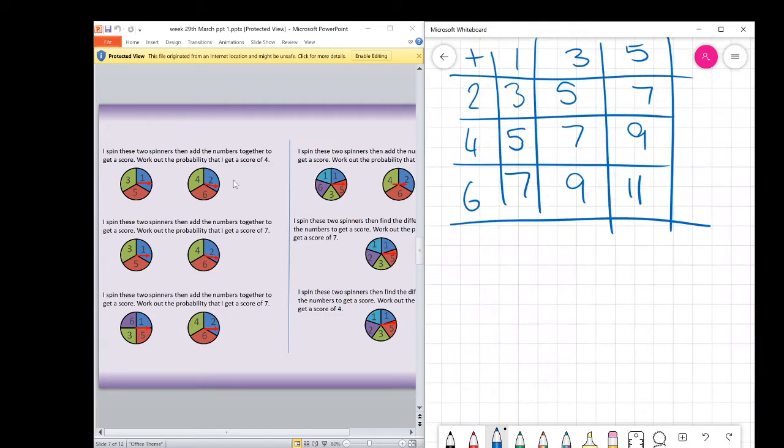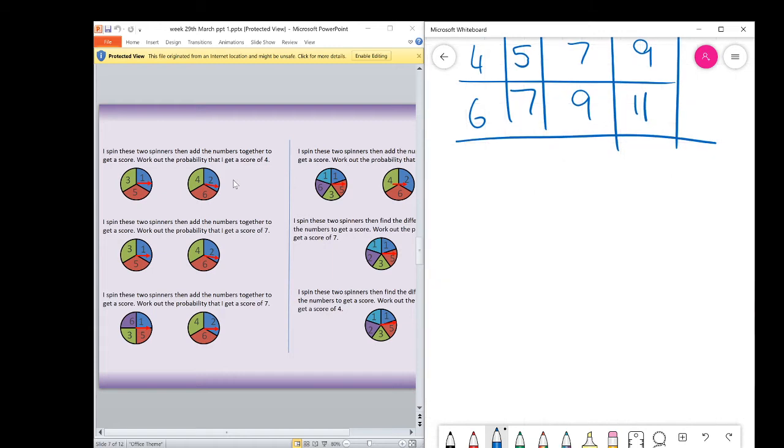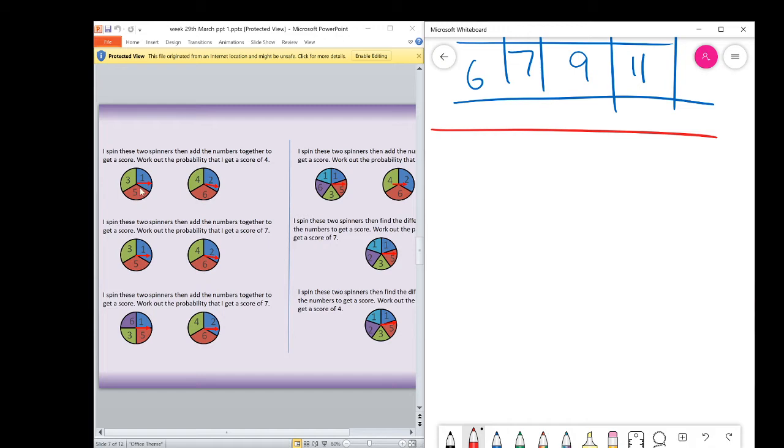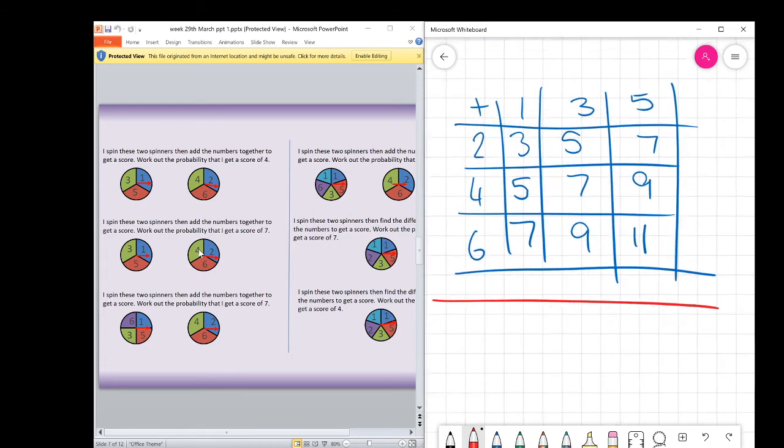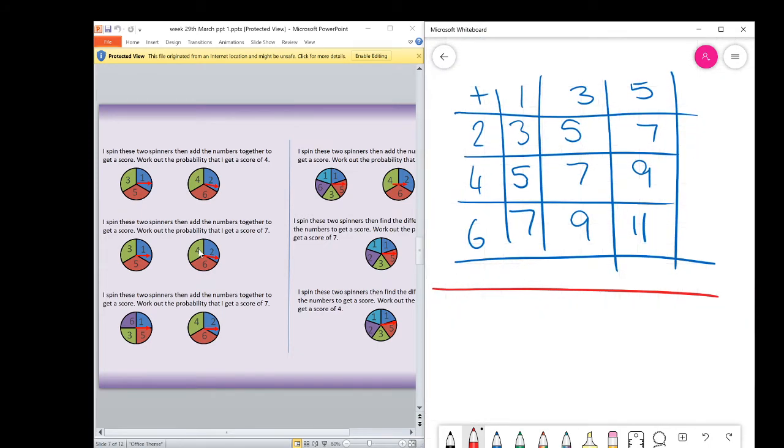Okay, so question 2. Have a look. What's different between these 2 questions? Actually, the spinners are exactly the same, so I can look back at this one. The question is different. Work out the probability I get a score of 7. I've got 1, 2, 3 7s out of 9. Again, I can leave it like that if I want to, or I can simplify it down to a third.